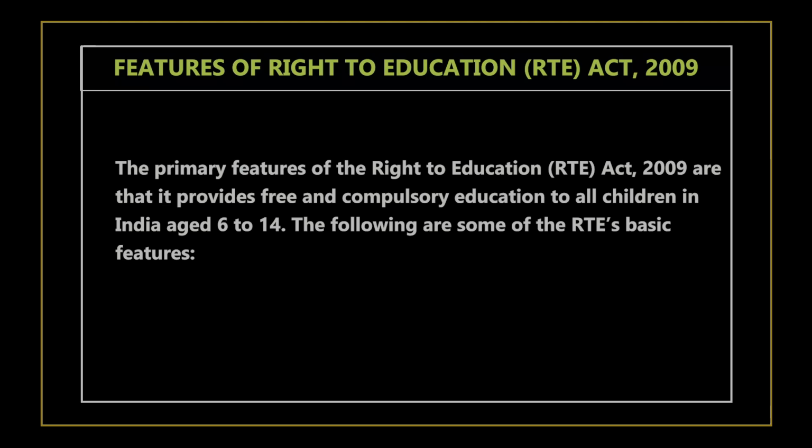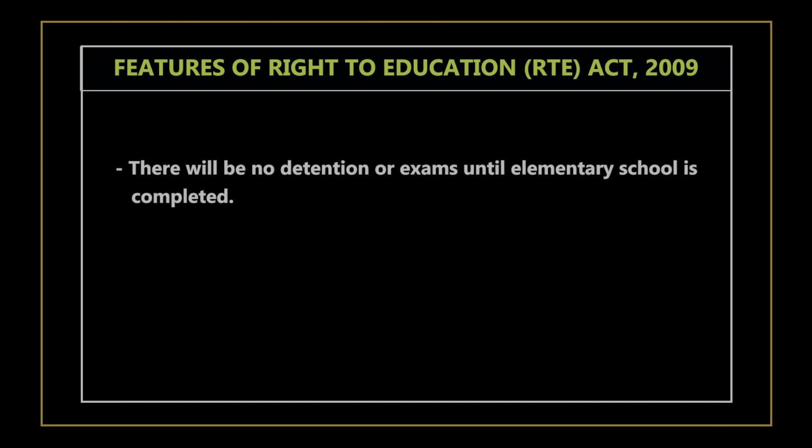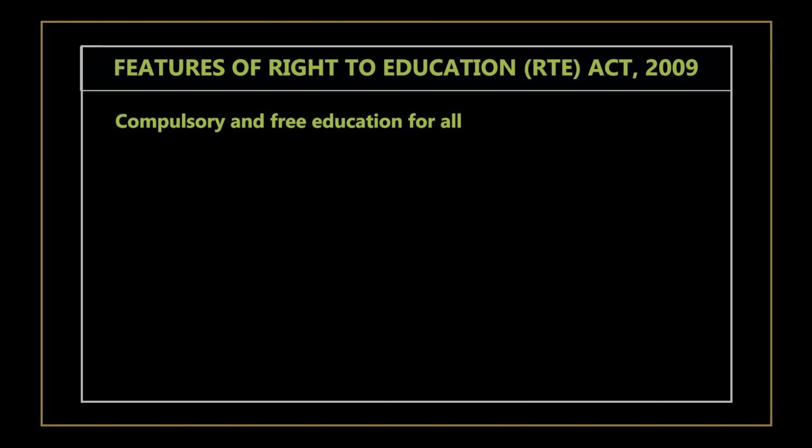Features of Right to Education Act 2009. The primary features of the Right to Education Act 2009 are that it provides free and compulsory education to all children in India aged 6 to 14. The following are some of the RTE basic features. All children aged 6 to 14 are entitled to free and compulsory schooling. There will be no detention or exam until the elementary school is completed. Compulsory and free education for all.